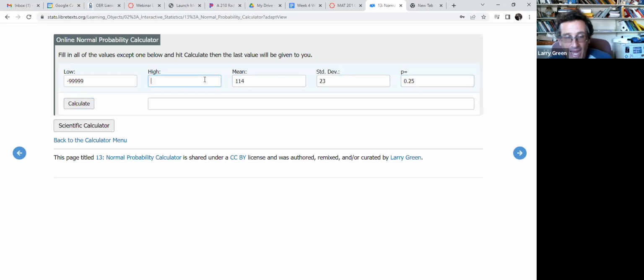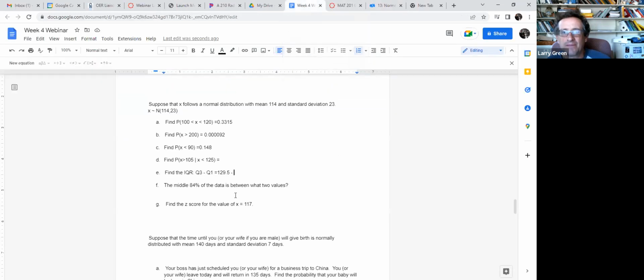And we don't know the high because, again, Q1 is the high boundary of that bottom 25%. So I calculate, and you get about 98.5. And 129.5 minus 98.5, I do it in my head, is 31. Hopefully that's right. But you're always allowed to use a calculator. Any questions at all on part E?